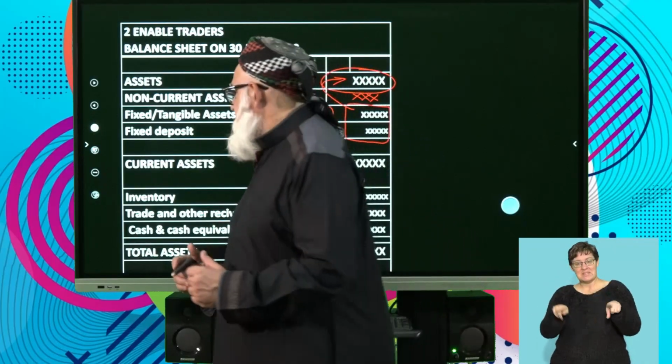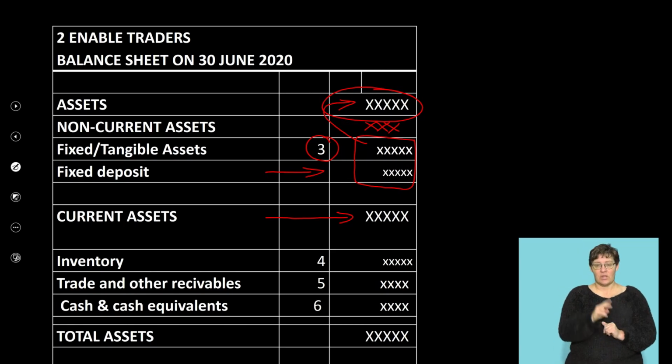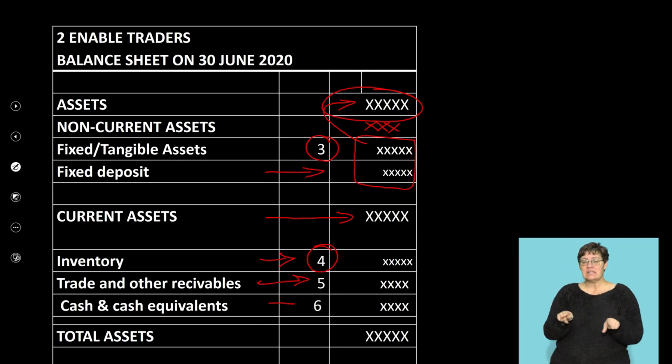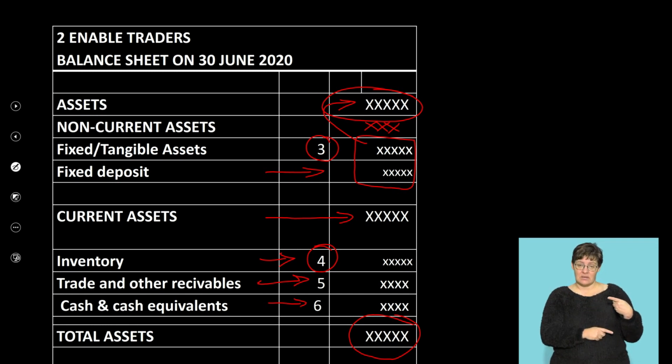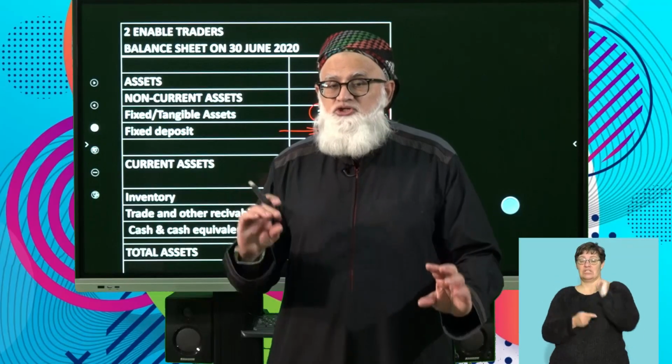Watch this here. Before we get there, let's look at our inventories. We've dealt with inventories, it's trading stock plus consumable stores. We've dealt with trade and other receivables, and we've dealt with our cash and cash equivalents. That then gives me my total assets. So what makes up my total assets? It will be my tangible assets plus my financial assets plus my current assets. Those three components will be the top half of my balance sheet, giving me total assets.